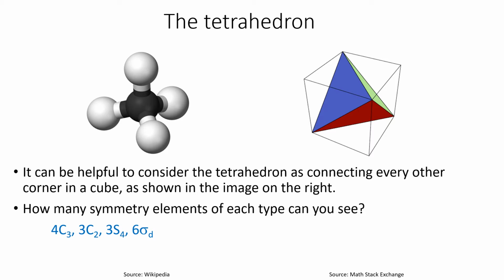So we see it's got 4 C3 axes, 4 threefold rotation axes. Well, of course, the tetrahedron has got 4 faces.